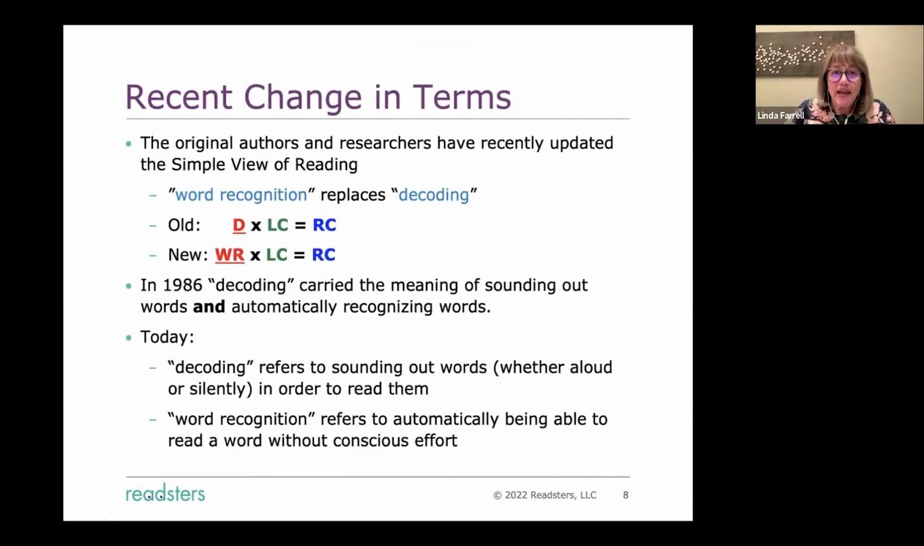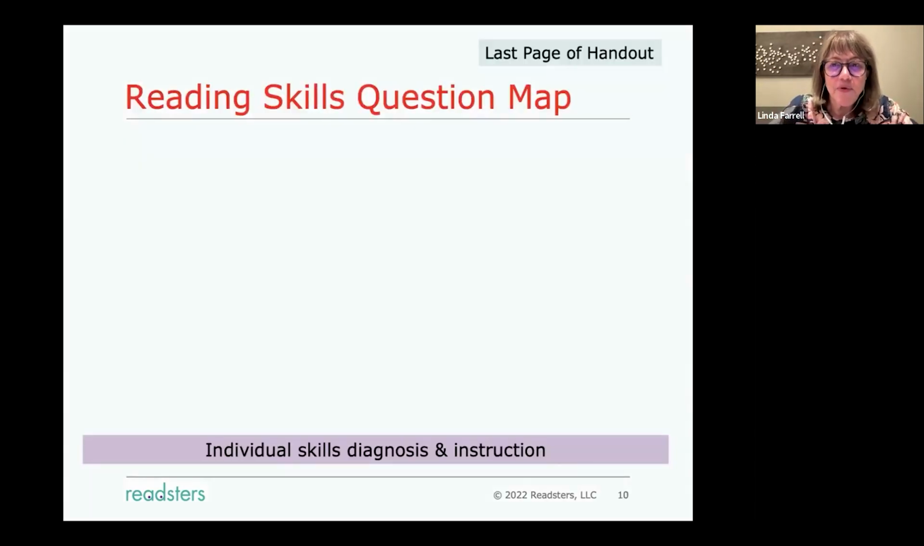I'm not going to go over this change in terms, but you have this slide that tells you we now use word recognition because that connotes that they look at the word and know it. They don't have to sound it out. Sounding out is not word recognition.